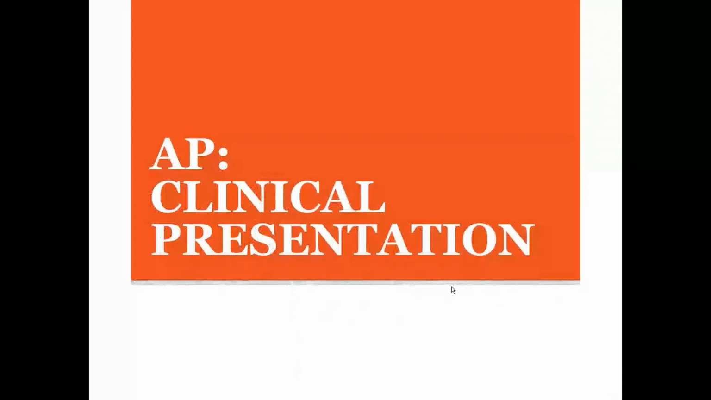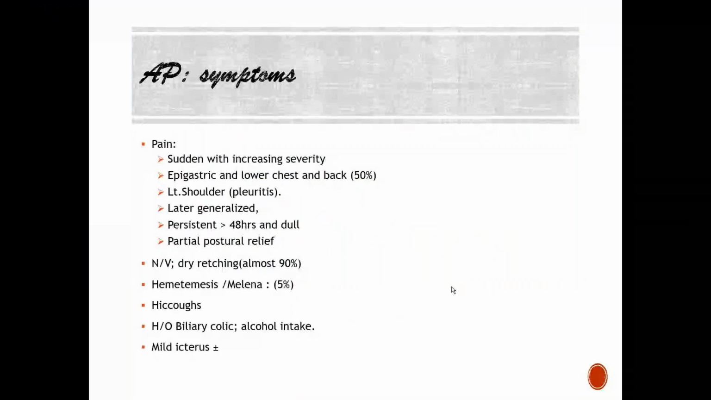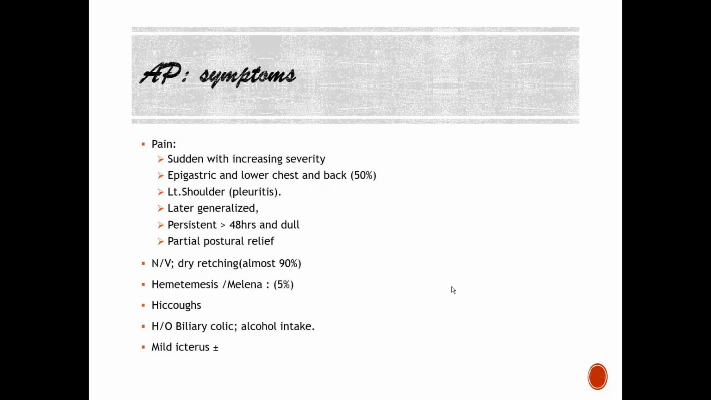Let's talk about the clinical presentation. Now, having understood what really causes it and how it causes it, let's see what the manifestations are. The pain, as I said earlier, is a typical pain. Now, apart from that typical pain, you can also have pain in the lower chest and in the back in almost 50% of patients. The pain could be in the left shoulder because of pleuritis. It could be generalized all over the abdomen once the pancreatic fluid leaks into the abdominal cavity. You can have a persistent pain for more than 48 hours in a dull fashion. You can have a partial postural relief.